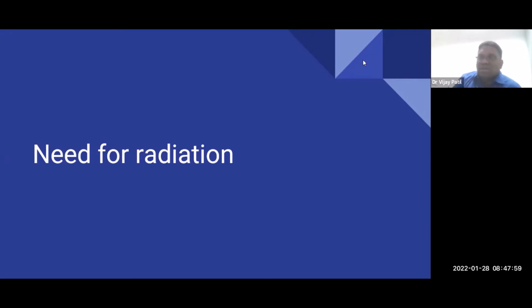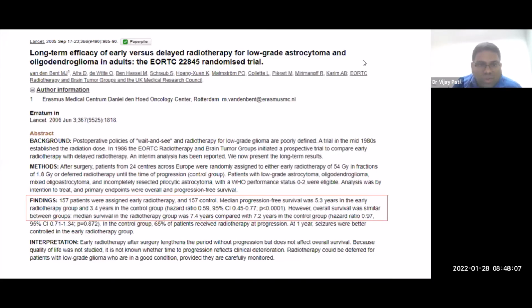Okay, patient gets a neurosurgery done, comes to you. The question is whether he would need radiation or not. So the first question is, a low-grade glioma, a grade 2 specifically, has come to you, whether you would put the patient for radiation or whether you won't put the patient for radiation. Let's answer this with respect to the EORTC study.